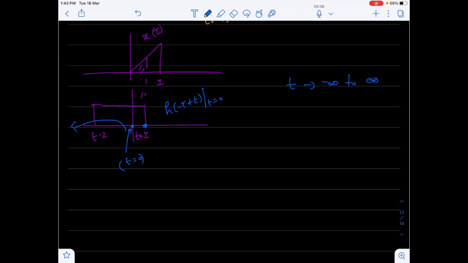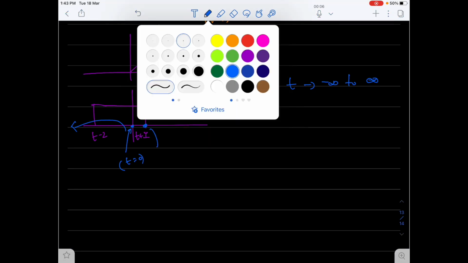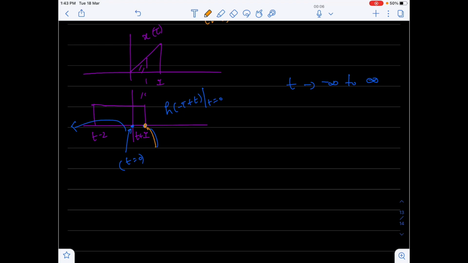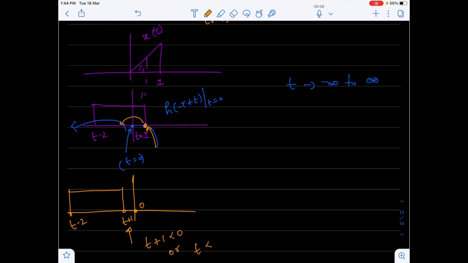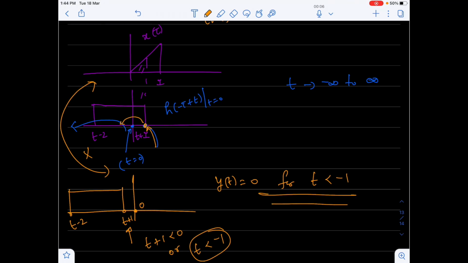So how? Let us shift this point just below 0. Then what will happen? This will be the situation: t plus 1, and here it is t minus 2. Now this is your 0. So what is the situation? t plus 1 is less than 0, or we can say that t is less than minus 1. So now you got the limit. If you multiply, the output y of t is equal to 0 for t less than minus 1. This is the situation, and this is how to proceed.